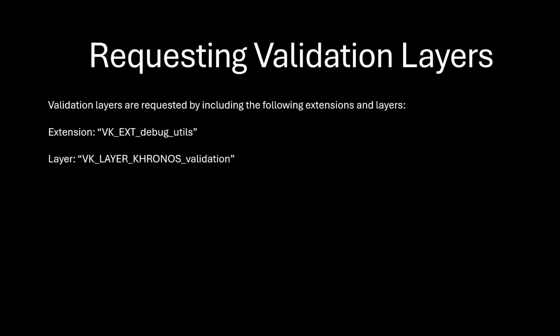We need to put on the following names. To request the extension, we need to put on this VK_EXT_debug_utils name, and to put on the layer, we need to put on this name, VK_LAYER_KHRONOS_validation. Let's go ahead and do that now.